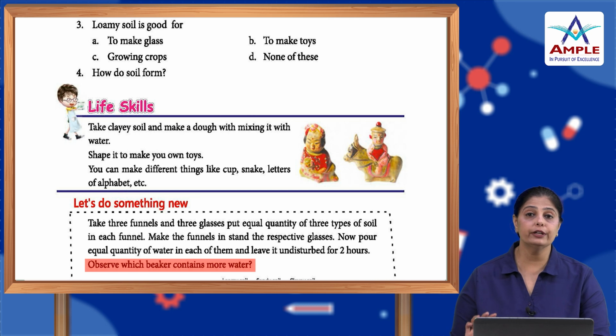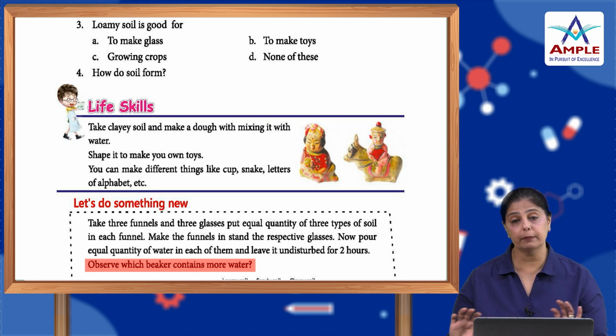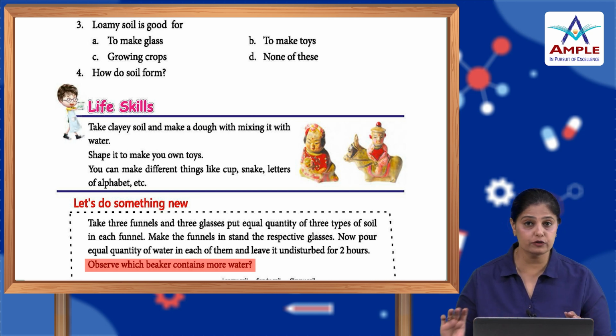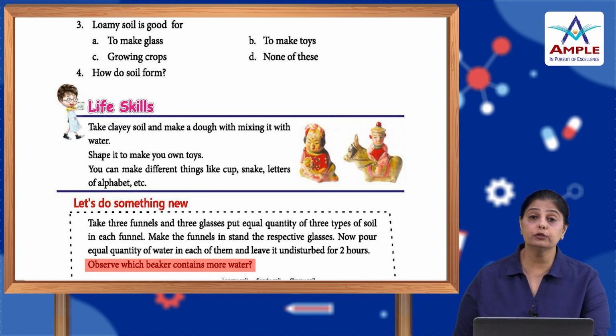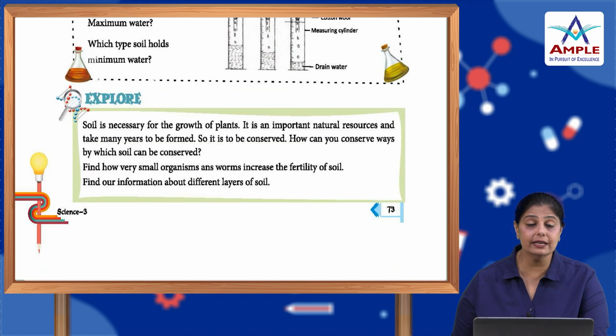So, you put equal amounts of different types of soil, then you put equal amount of water and you leave it aside for almost 2 hours. And then you will see which type of soil holds more water. You will come to know where is the maximum water and where is the least amount of water. Now, explore.